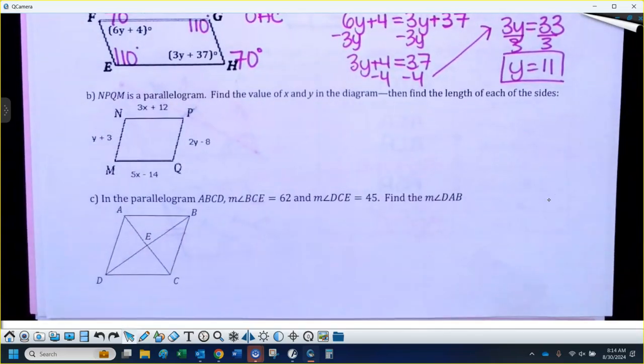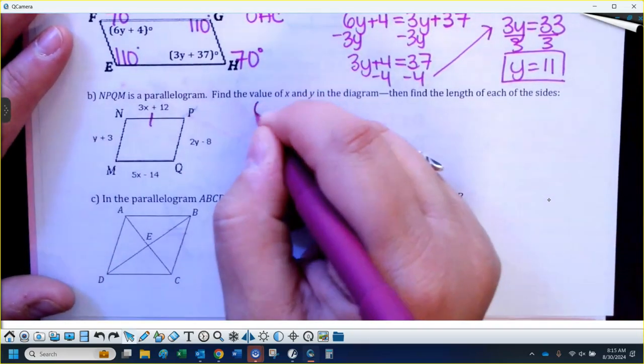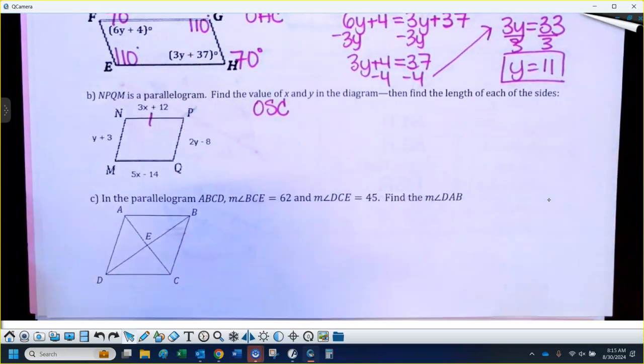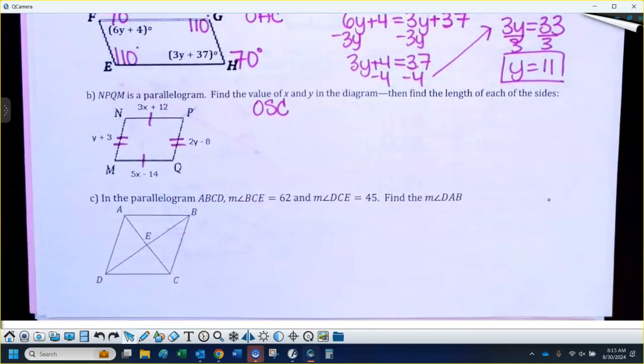Okay, now, this one, there's no degree marks of any kind, so we're not talking about any angles here. It says this is a parallelogram, find values of x and y. So automatically, I'm going to use that we know the opposite sides are congruent, because that's what we've got marked here. So the top and the bottom are congruent to each other. The left and the right are congruent to each other.